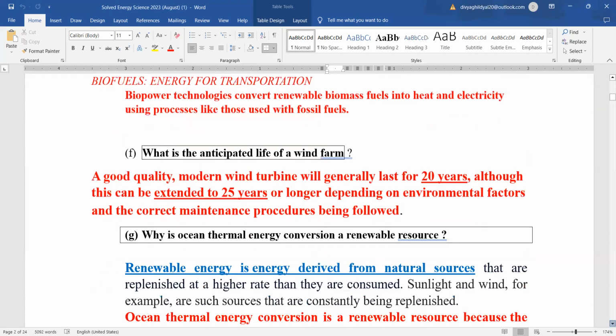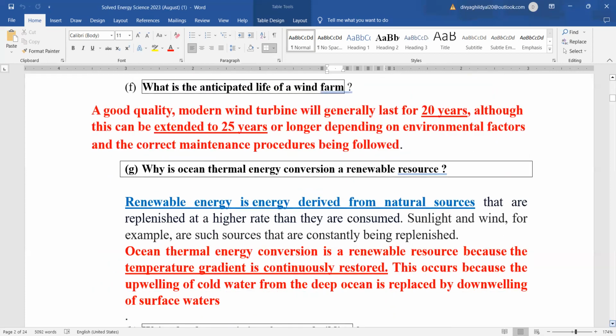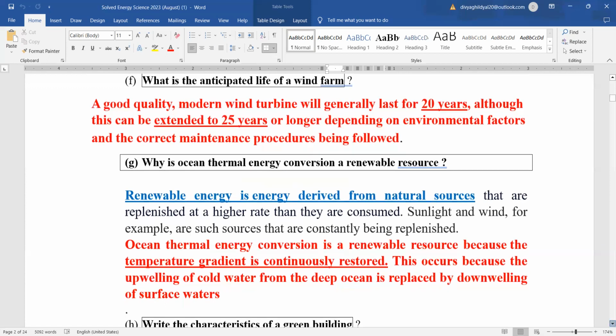What is the anticipated life of a wind farm? Generally, we say it lasts for 20 years, and if proper maintenance and proper upkeep of the wind farm is there, then it can be extended to 25 years. But along with that, environmental factors will also be dependent on the time. So you can fetch 1 mark for 20 to 25 years, 1 mark for stating the environmental factors.